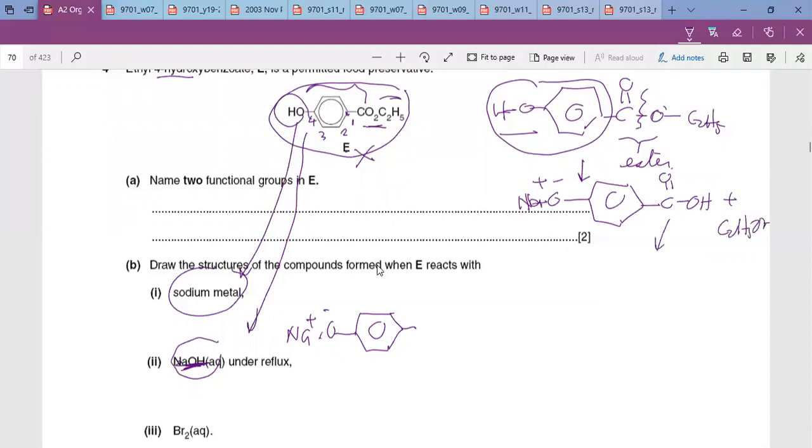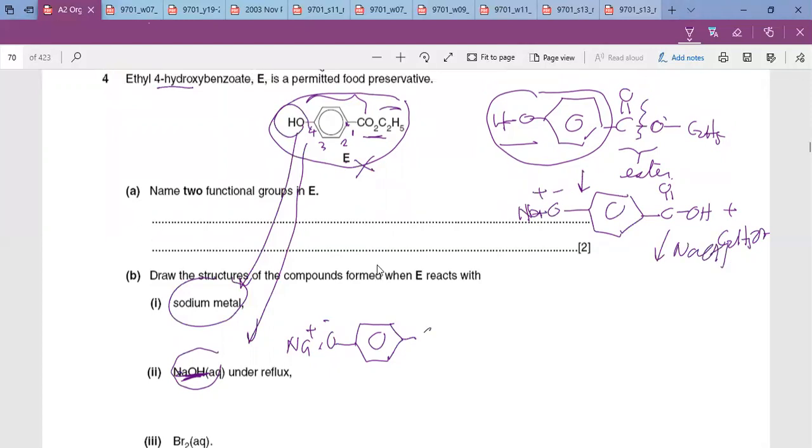But because it is NaOH, you get your COO⁻ and Na⁺. Very important. These two parts must be there, otherwise you won't get a mark.